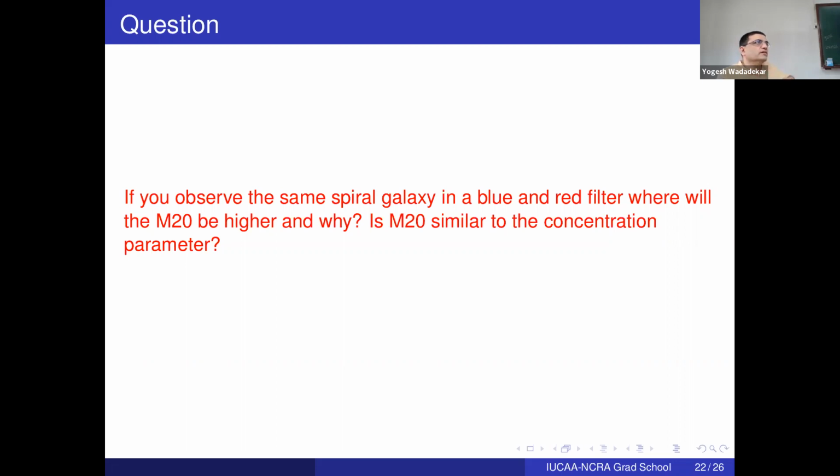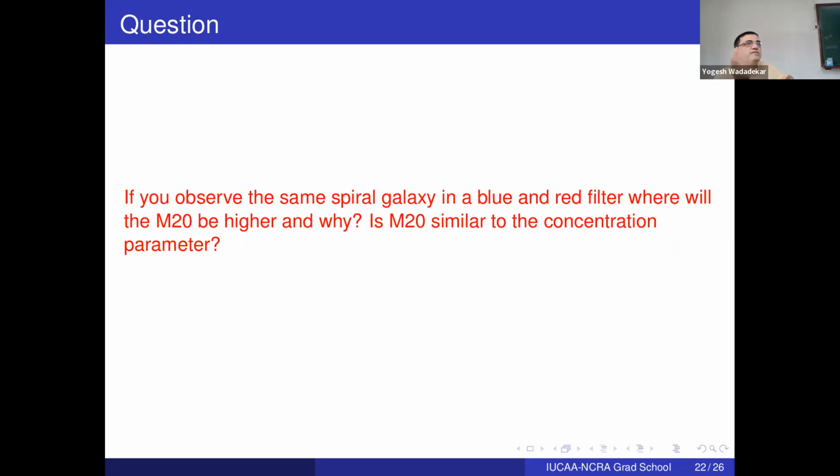Let us do a simpler thing. Take a perfect elliptical, take a perfect spiral, same size, etc. Where will the M20 be higher? For an elliptical, 20% of the brightest pixels are sitting where? Right at the center, just that central region. So that image moment, second order moment, will be small because the radius will be small. So obviously, ellipticals will have a lower M20 value than spirals.